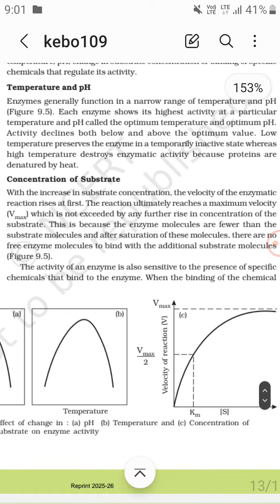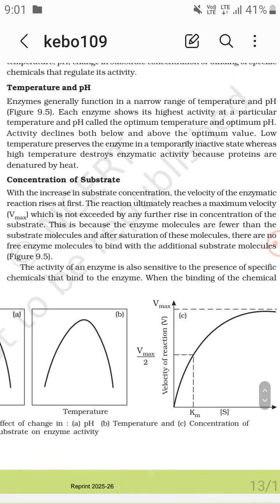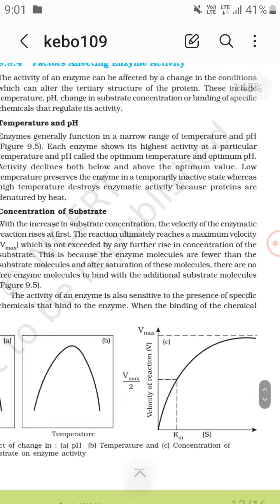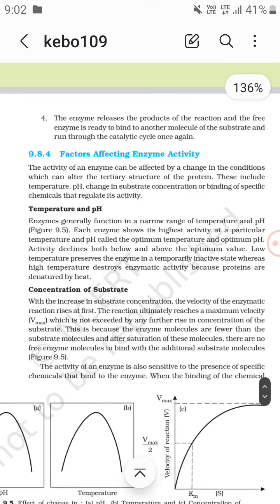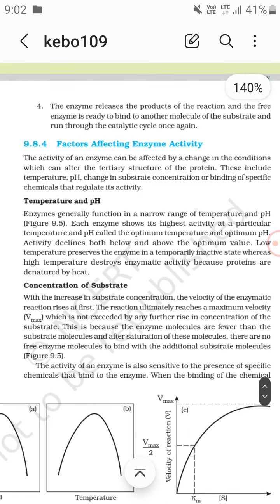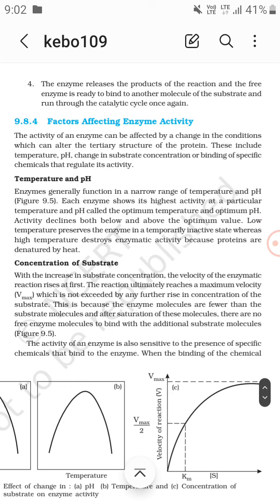Now, how does the concentration of substrate affect the enzyme activity, and temperature and pH? Enzymes generally function in a narrow range of temperature and pH. Each enzyme shows its highest activity at a particular temperature and pH, called the optimum temperature and optimum pH. Activity declines both below and above the optimum value.